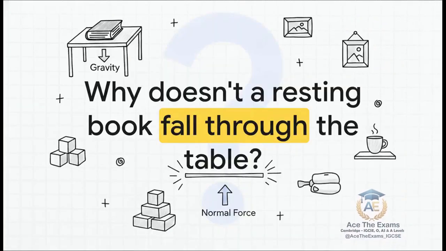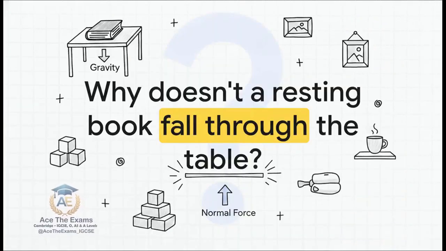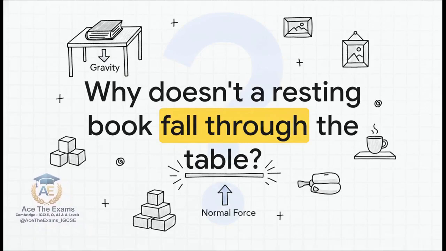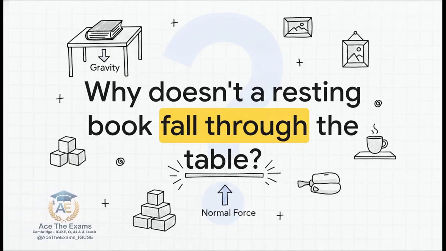So think about this. Why doesn't our resting book just fall right through the table? I know. It sounds like a completely silly question, right? Obviously, gravity is pulling it down, so something has to be stopping it. But how we actually define that something? Well, it exposes a massive, incredibly common misconception about static objects and how forces interact.